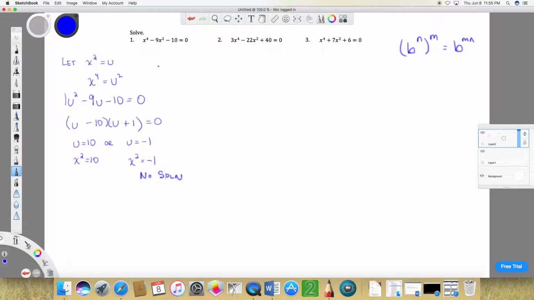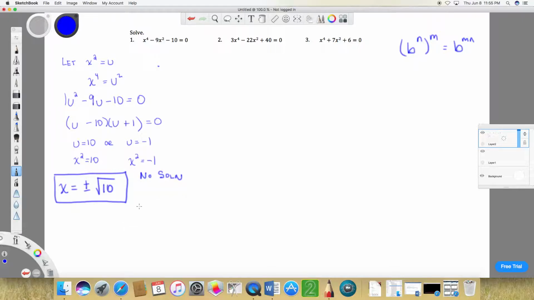But the other side does. If we take the square root of each side, then of course we have to introduce a plus or minus symbol whenever you take the square root of a variable. And our final answer, our solution set, is plus or minus the square root of 10.